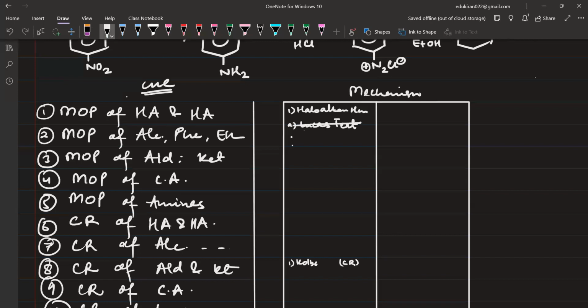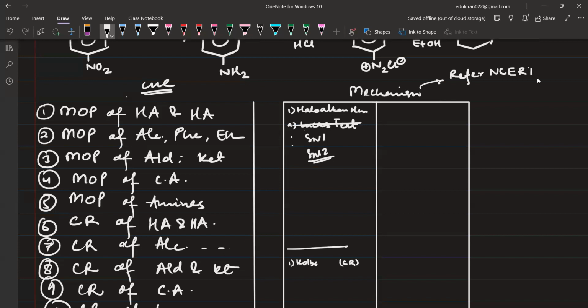In mechanism, in haloalkanes and haloarenes, what did we study? SN1, SN2. What are the properties? You will write it down. And in alcohol, phenol, ether, we talked about hydration of ethene, then dehydration of ethanol. All of these mechanisms are asked in the previous year question paper. For mechanism, what I will suggest is to refer to NCERT.